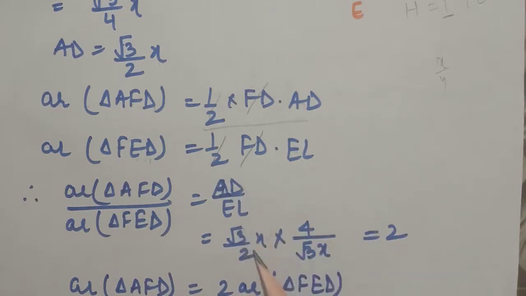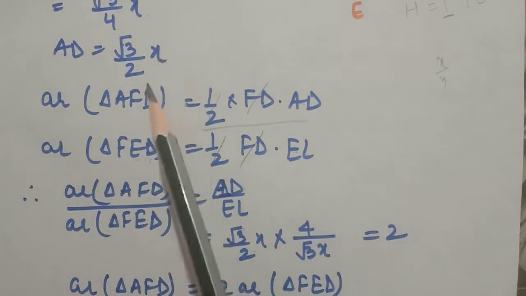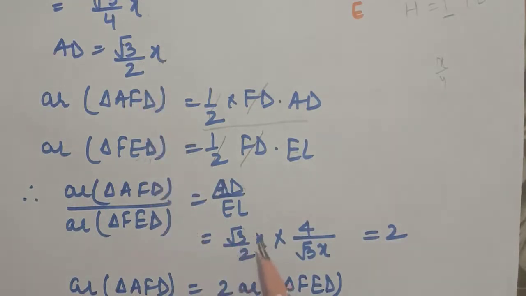We know the value of AD here, and we also know the value of DL, because in the upper part of the question we found AD and DL with the help of Pythagoras theorem. So we will put the values here. Because EL is present in the denominator, we will shift it to the upper side as its reciprocal. So this is our answer, this is our ratio.